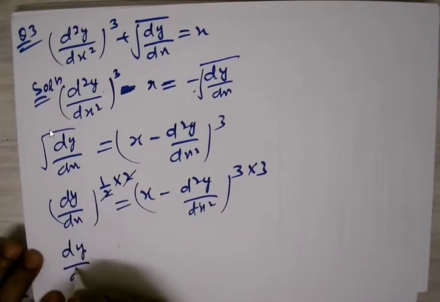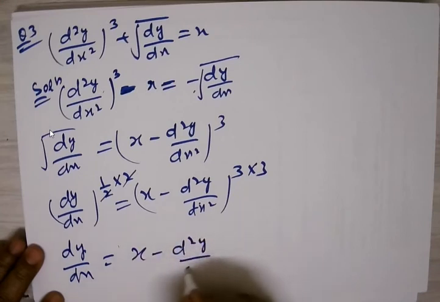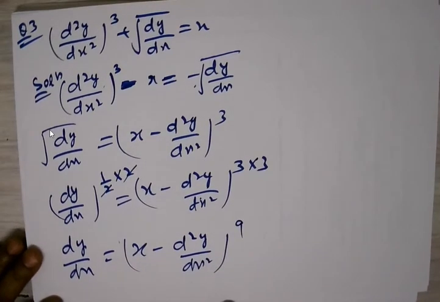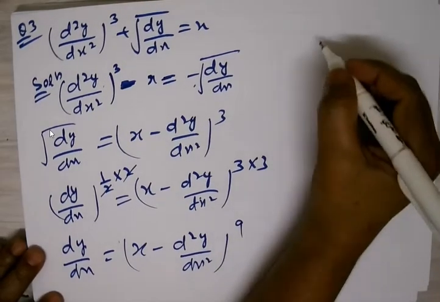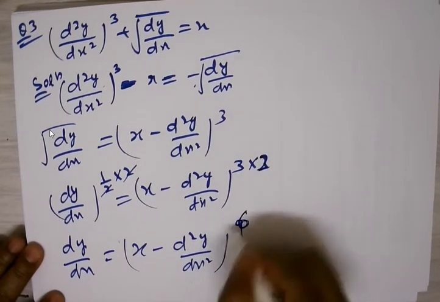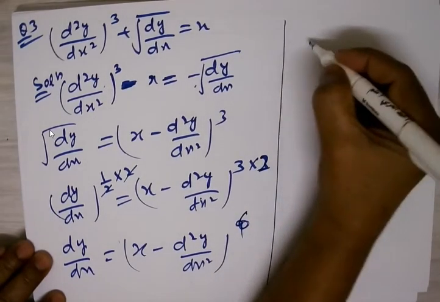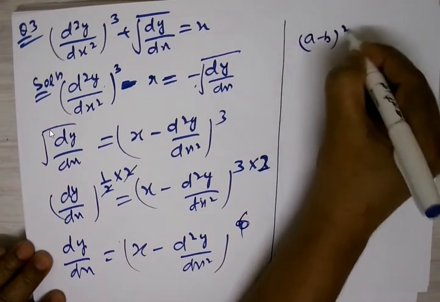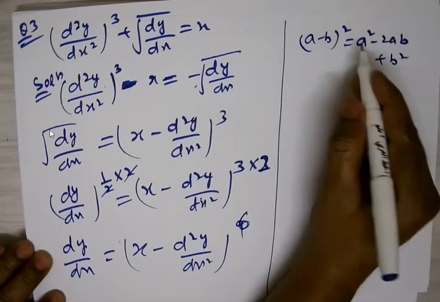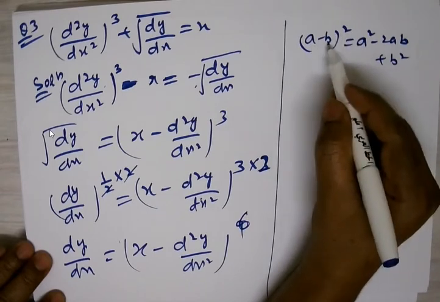So now dy/dx is equal to x minus (d²y/dx²) to the power 9. Now when you open that, how can I write it by simplifying? We know that (a minus b) power 2 means a square minus 2ab plus b square. Here power 2 for A, and for B also power 2.